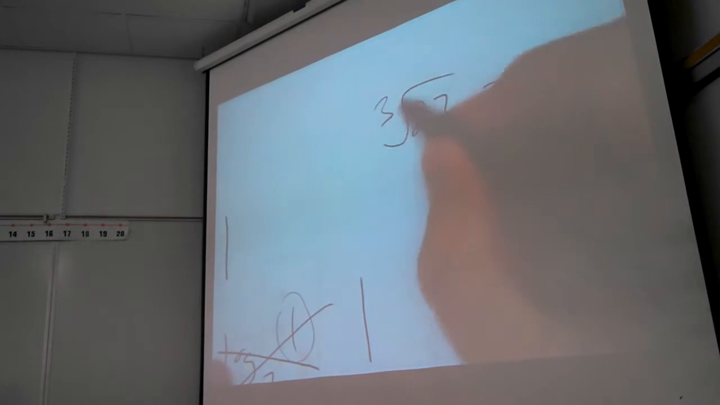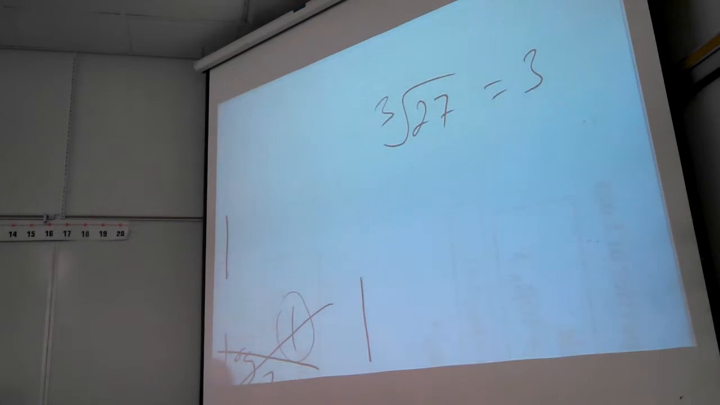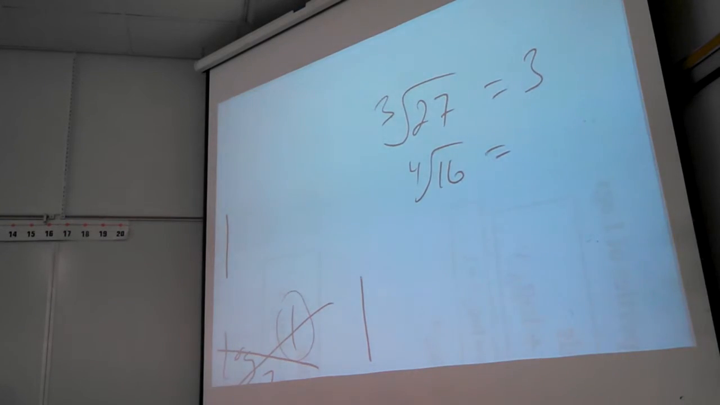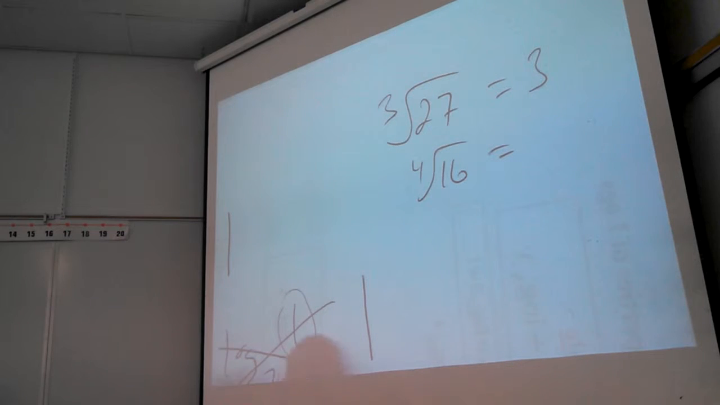Right? So this doesn't know what the base is. And we know the base is 3, right? If I said 4th root of 16, it doesn't know what the base is. What's the base with the power of 4 to make 16? What would that be? 2, because 2 to the 4th is 16. Now, we ask the question a different way. We don't say that. We just say, what does it take 4 of to make 16?